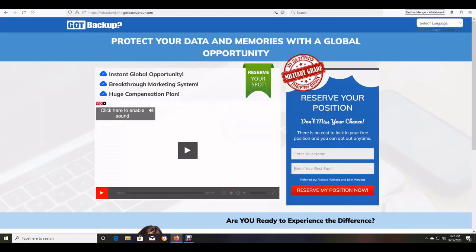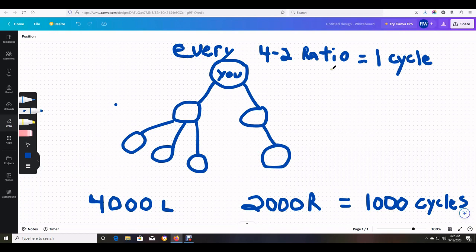And now let's dive into the binary comp plan. So we're going to go to a little diagram I'm starting to draw here in Canva. And you will see that the way the binary comp plan works is it works on a 4-to-2 ratio. So if this is you right here, and you have three people in your left leg, because a binary means two legs, so you have a position here somebody's in. So this is one person who sponsored here. It doesn't matter who sponsored him, whether it's you, this person sponsored these three people, or us, whoever sponsored him, it doesn't matter. It's based on a 4-to-2 cycle of two legs.